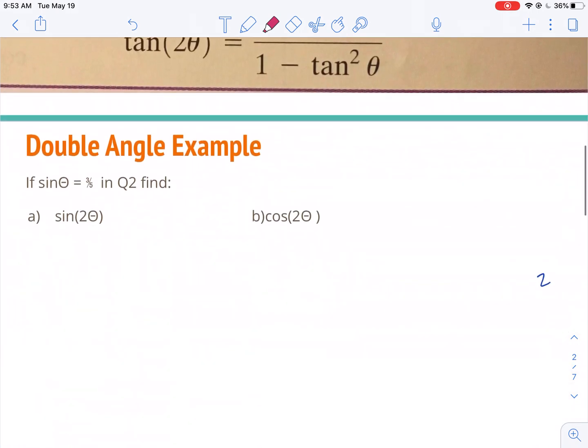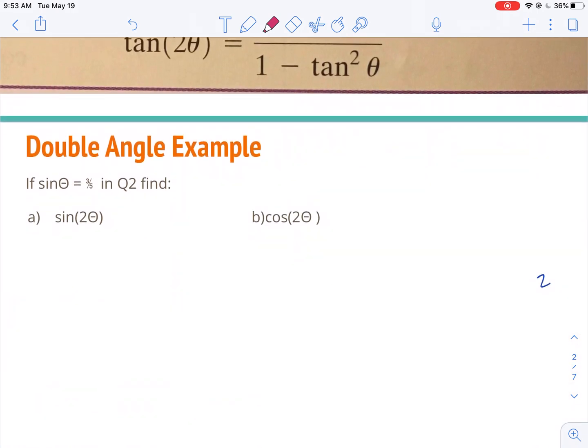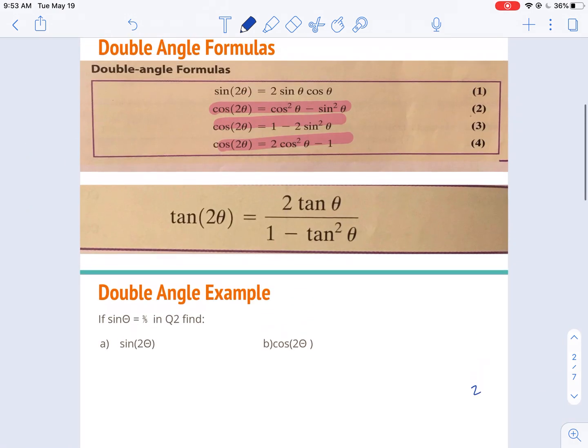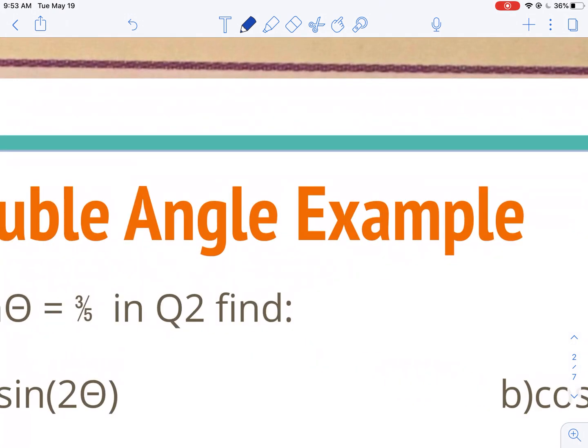So let's look at an example. If sine of theta is equal to 3/5 and we're in quadrant 2, find the sine of 2 times theta. Here I don't even have to concern myself with what theta is going to end up being because the math is just going to work out for me. So the sine of 2 times theta is 2 times the sine of theta times the cosine of theta. So that means I need to know the cosine of theta.